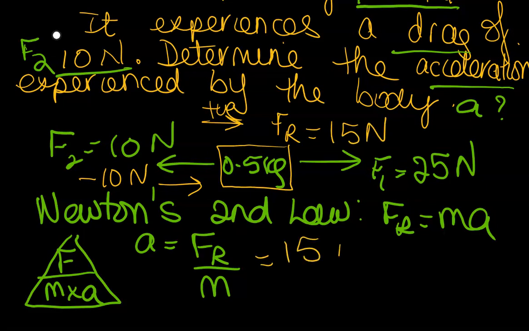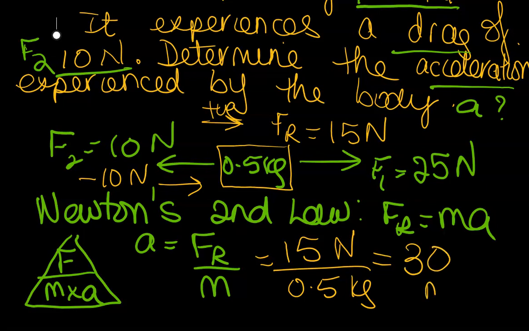So I now have 15 newtons divided by 0.5 kilograms. And that is going to give me the acceleration of my body, and that gives me 30 meters per second squared.